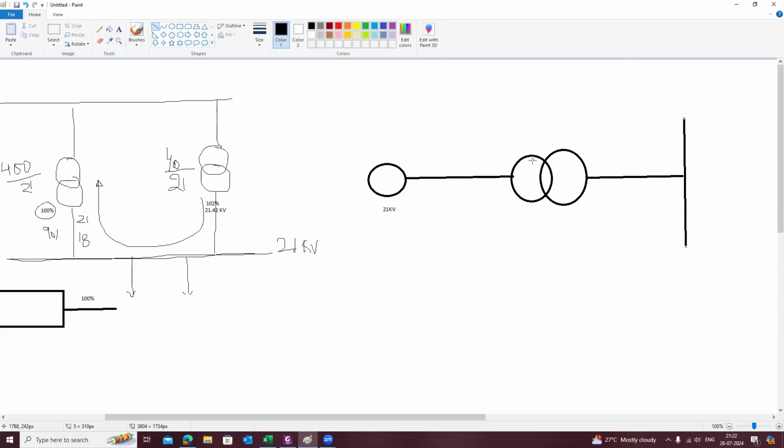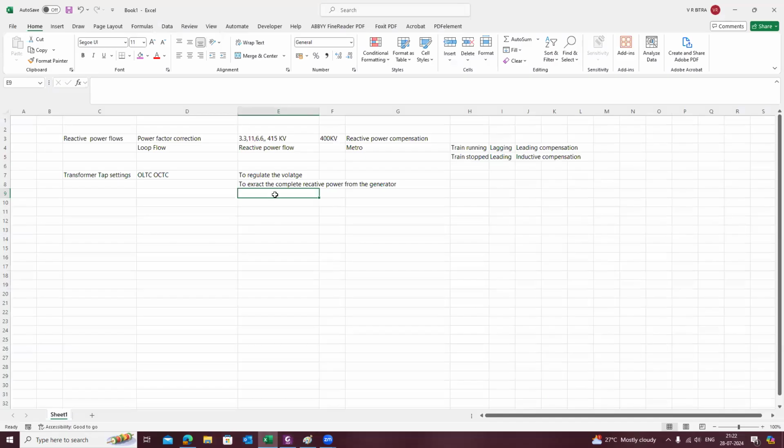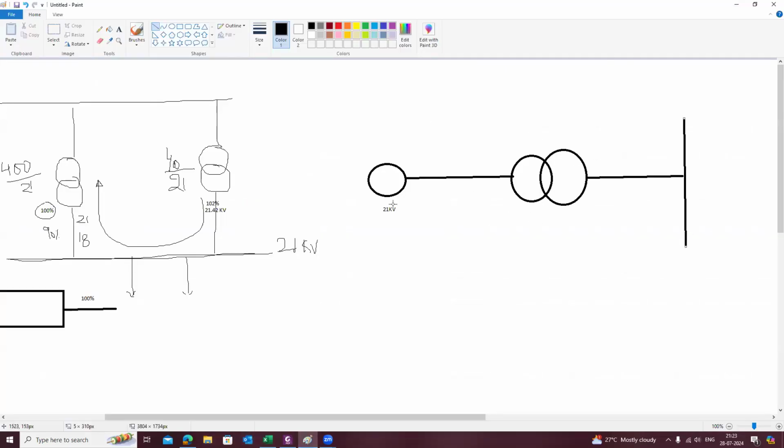The purpose of the OLTC or OCTC in the case of the generator transformer is to extract the maximum reactive power that is available in the generator. For this, there is a good book called KR Monograph, which you may find on Google also. In this book, they completely explain the reactive power extraction from the generator. That is the responsibility of the generator step-up transformer.